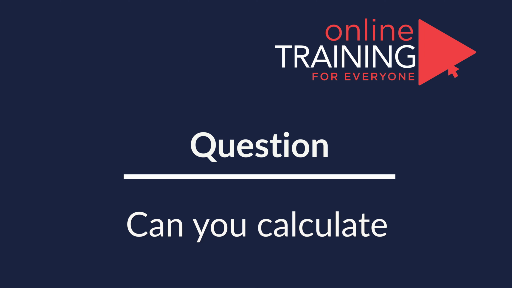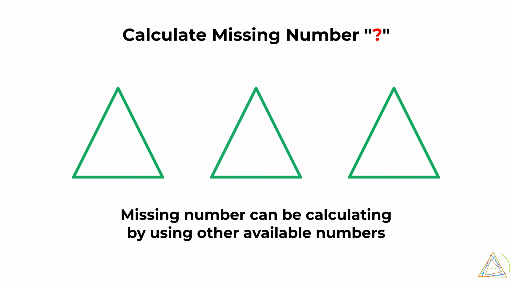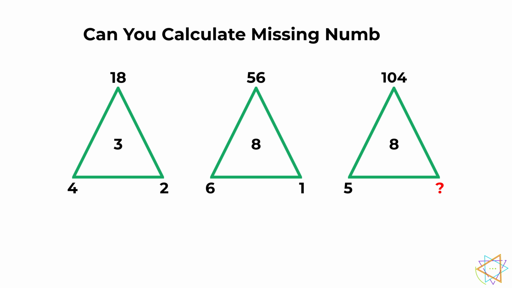Here's a very interesting question you frequently see on the test. You're presented with 3 triangles. Each of the corners of each triangle has numbers. For example, first triangle has number 18 on the top, numbers 4 and 2 at the bottom, and number 3 in the middle. Second triangle has numbers 56, 6 and 1, and number 8 in the middle. Third triangle has number 104 on the top, number 8 in the middle, number 5 in the bottom left corner, and 1 missing number in the bottom right corner. You need to calculate the missing number.